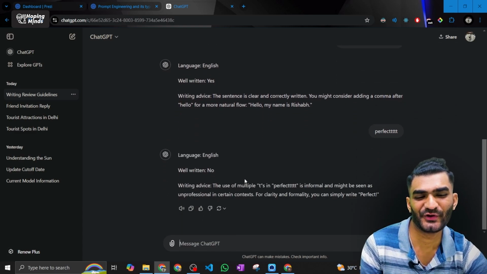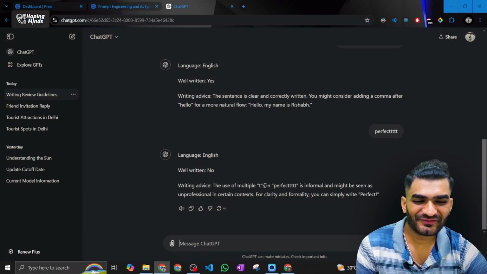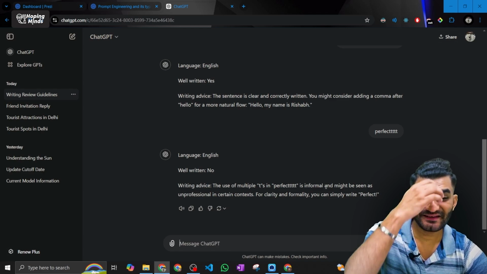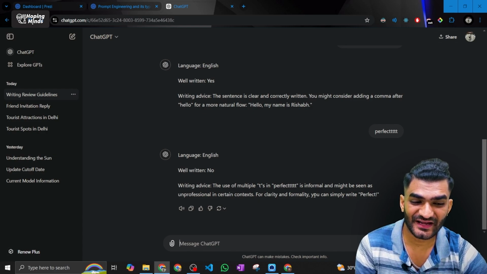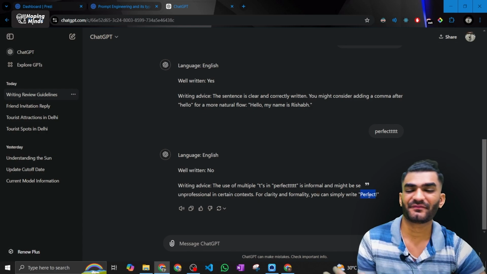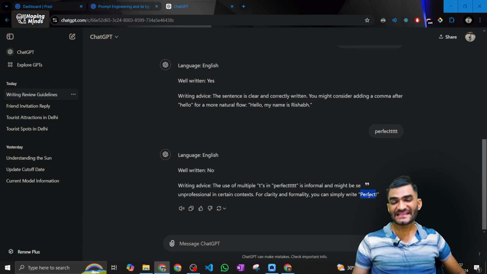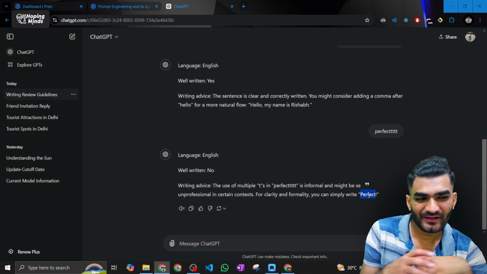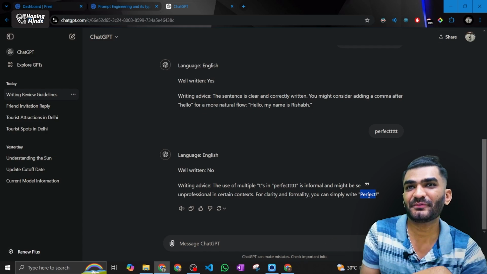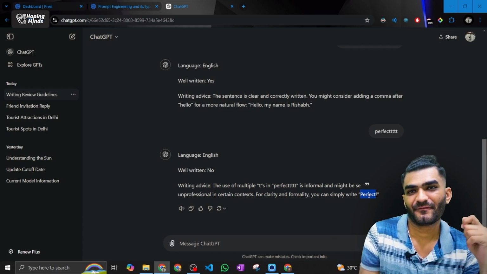Language: English. Well written: no. The use of the imperfect tense is informal and might be seen as unprofessional in certain contexts. To clarify the formality, please write simple perfect. See, that is how the concept of prompt priming works.